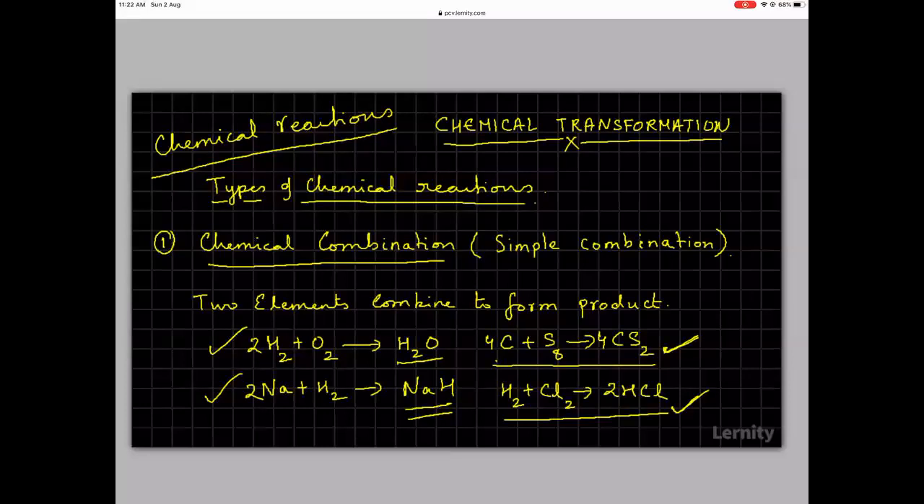Now I am talking about the first type of chemical reaction, which is called a combination reaction. In a combination reaction, two elements combine to form a compound. And I wrote four examples for combination reactions.